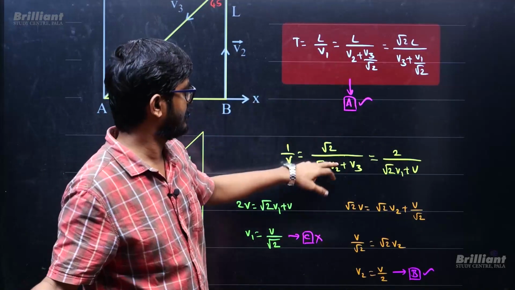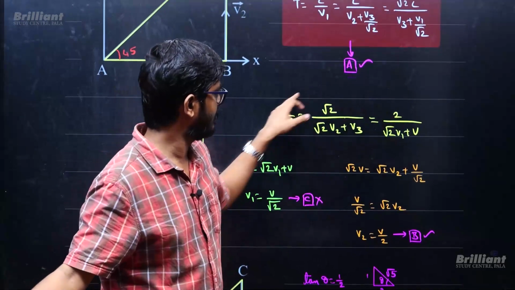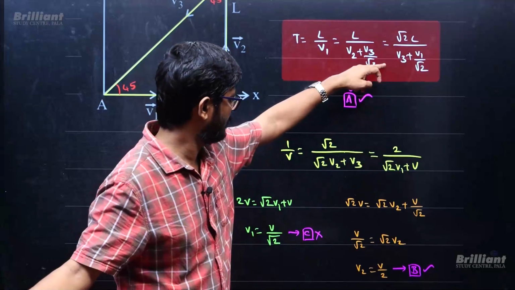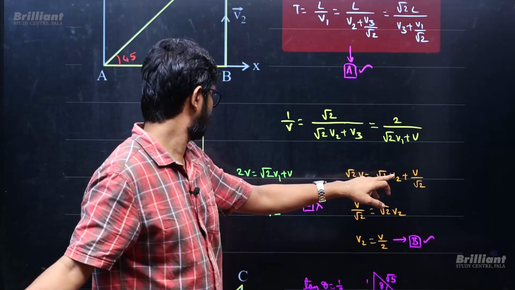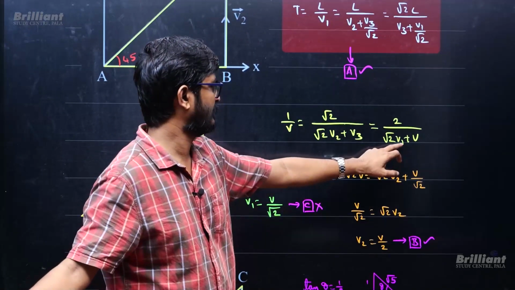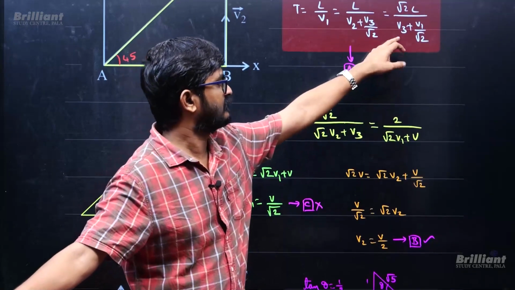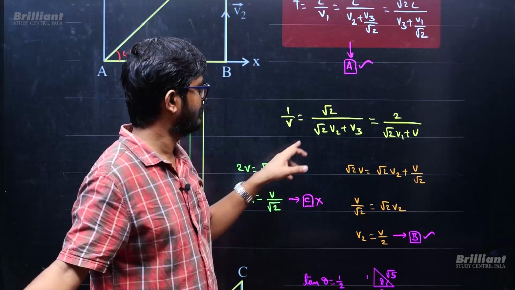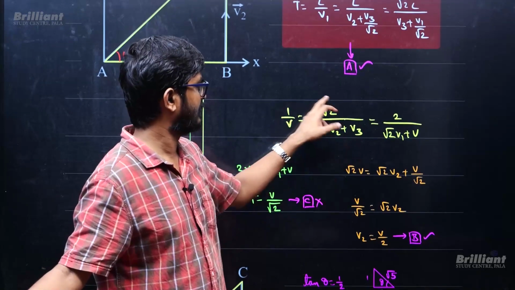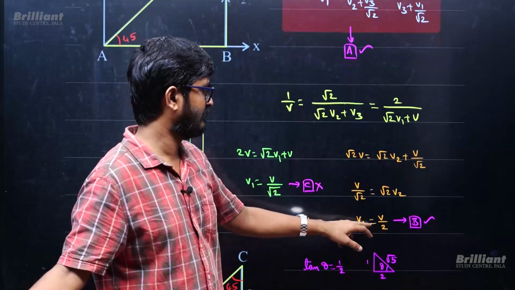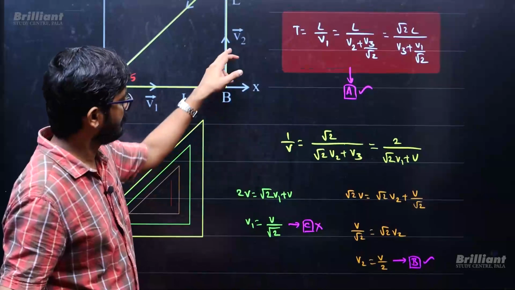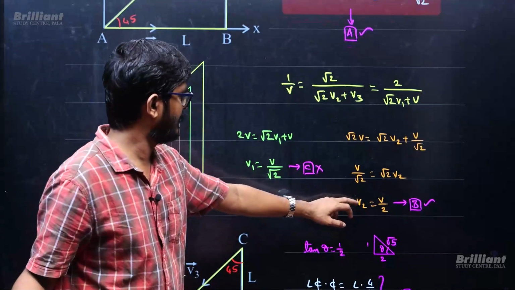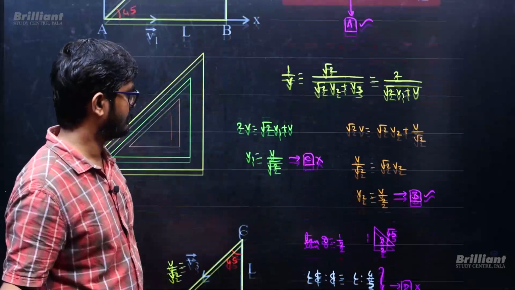Sorry, I wrote the same thing again. If I equate these two, I will be getting V3. Once I get V3, I can substitute it here. Then I can equate these two, and I will be getting V2. So basically this speed is V by 2 and this speed is V by root 2.